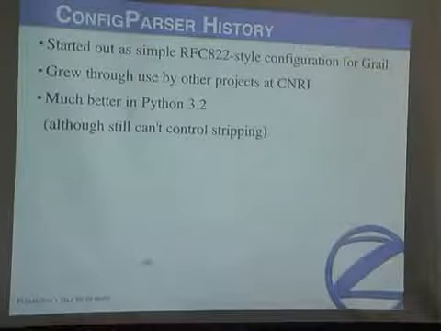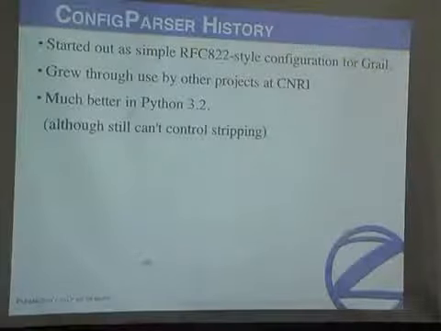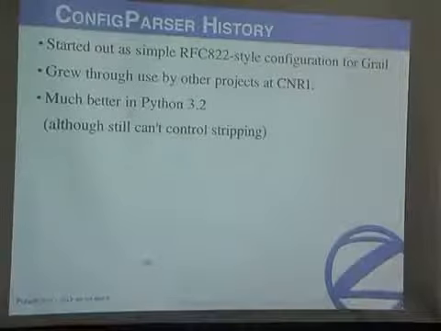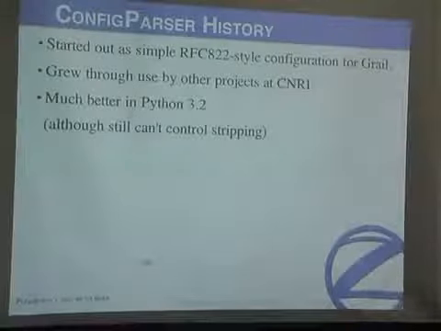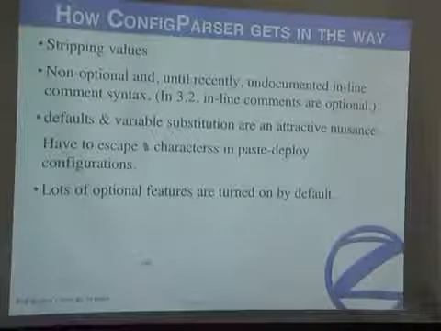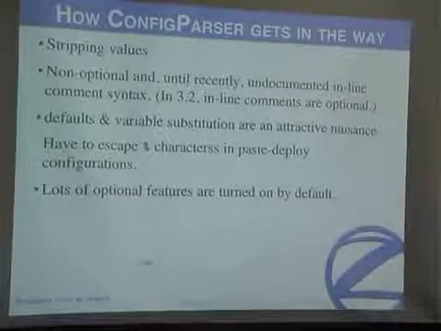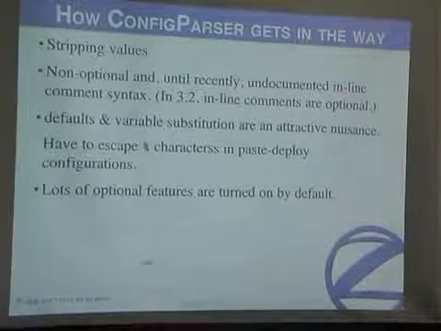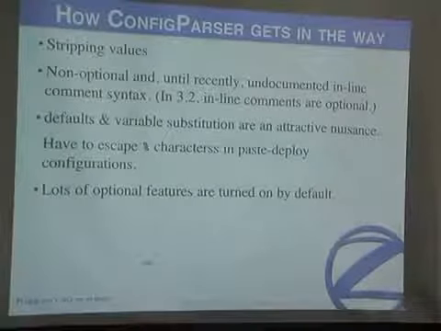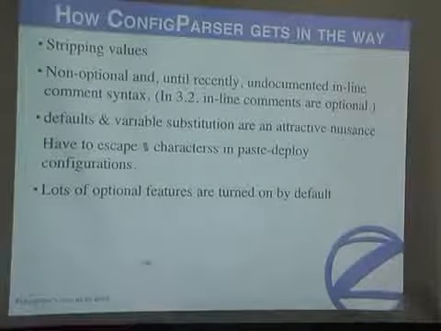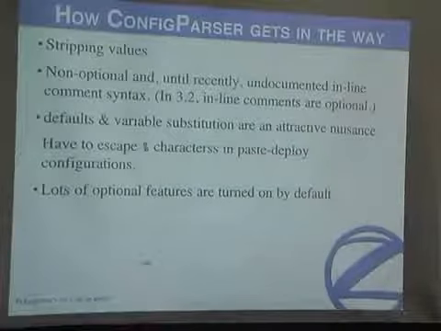By the way, it's actually gotten a lot better in Python 3.2. So it's much saner now than it was in the previous version. I think maybe partly because of the blog post I wrote last year. Maybe not. Anyway. So how does config parser get in the way? Well, for one thing, it really doesn't polish some things that it might polish, like really defining its syntax well.